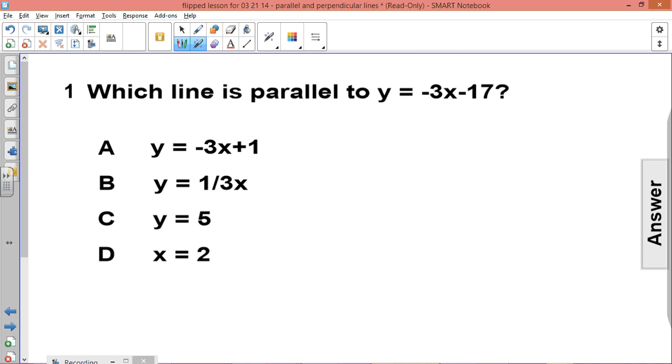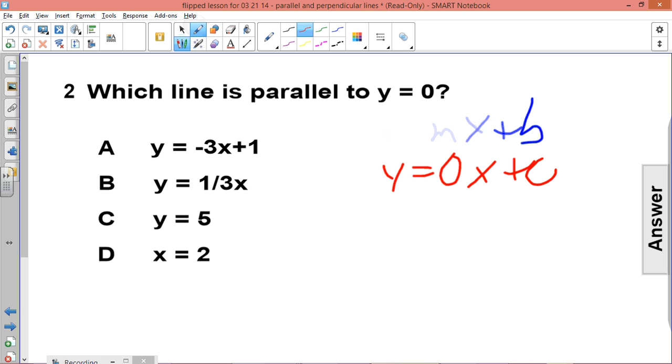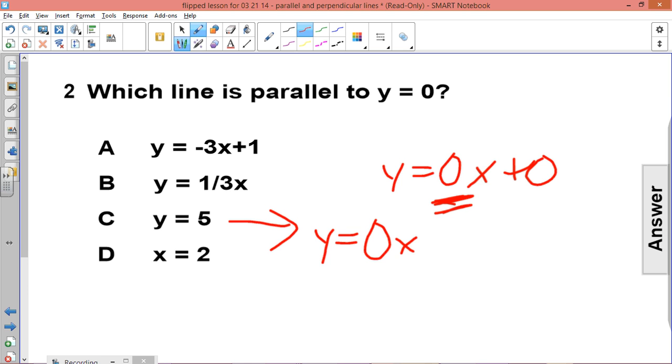Okay, moving on. Which line is parallel to y equals 0? Well, if you're looking for y equals mx plus b form, this is really the equation y equals 0x plus 0. And you can see that the slope is 0 there. So we need another one that has a slope of 0. It turns out that this is really y equals 0x plus 5. Notice they have the same slope of 0.